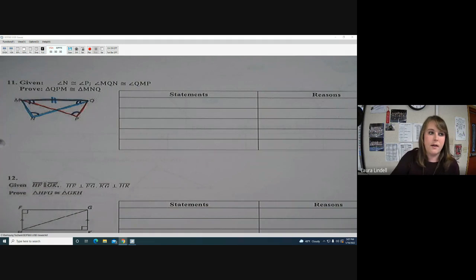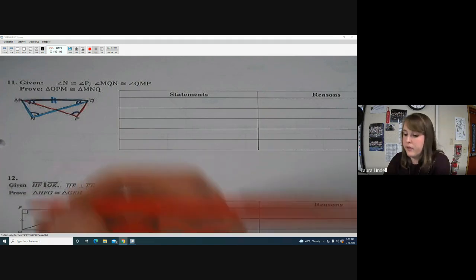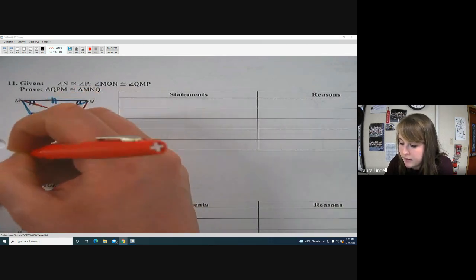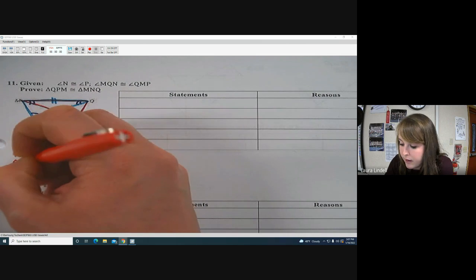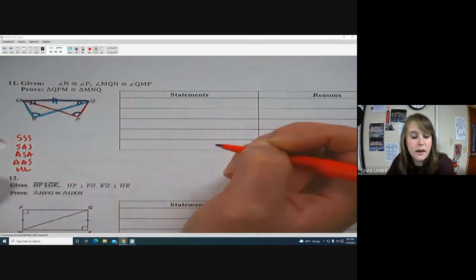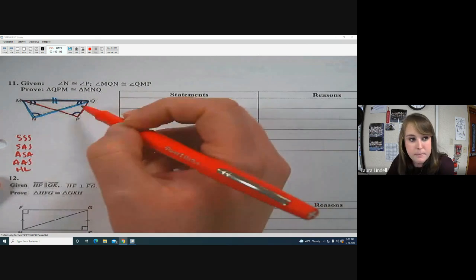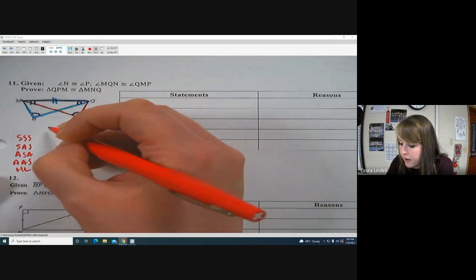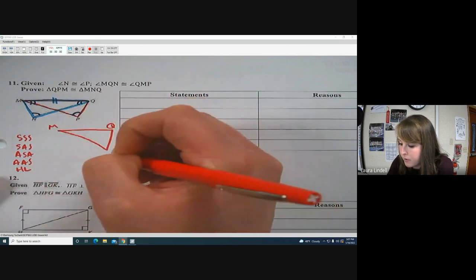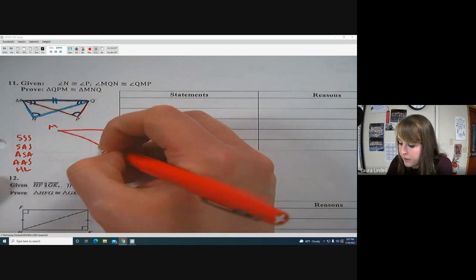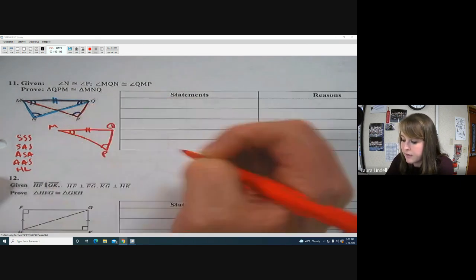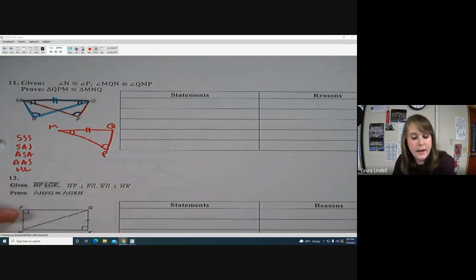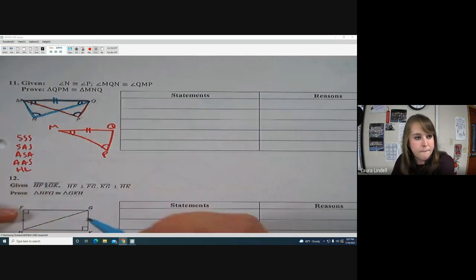Now, to help with starting off, is this going to be SSS, SAS, ASA, AAS, or HL? One thing I might do is, since this drawing is a little bit messy, take one of the triangles out. I'm going to grab the red triangle MQP, and I'm going to keep all the things that I had labeled on it, but have it sitting here by itself for a minute, because that's going to help me with my decision process.